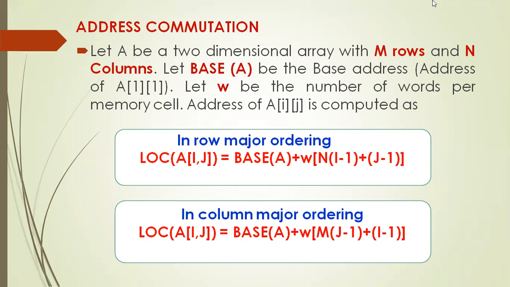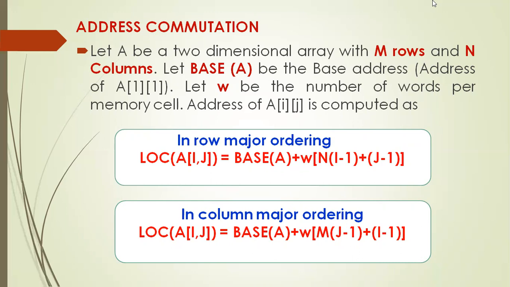In the case of column major ordering, the formula will be the same. Location of ijth element will be equal to base address plus W, instead of n you take m, and instead of i minus 1 you write j minus 1, plus instead of j minus 1 you write i minus 1. So these are the two formulas to compute the address of the ijth element in a two-dimensional array, both in row major ordering and column major ordering. I will explain both with an example.